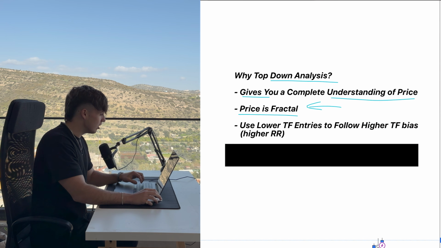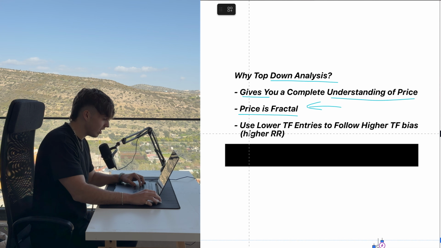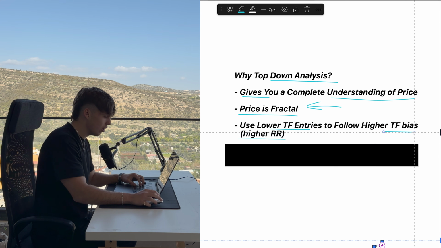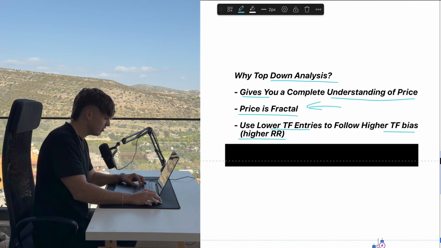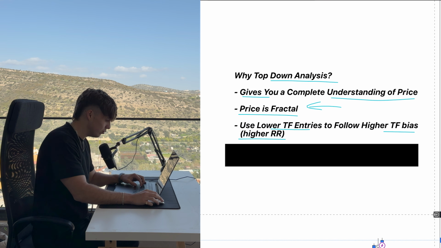As well as that, using lower time frame entries following higher time frame trends is what's going to allow you to get higher risk to reward on your trade. You see these traders who catch the low of day and they're able to catch and hold a position all the way up until the end of day. This is exactly how you do just that.